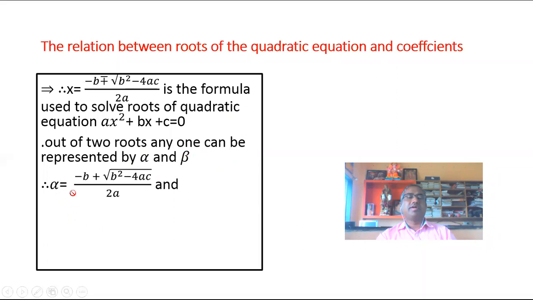Here alpha is equal to minus b plus root b square minus 4ac upon 2a and beta is equal to minus b minus root b square minus 4ac upon 2a. The relation between roots alpha and beta and the coefficients: the coefficient of x square is a, the middle term x coefficient is b, and the constant term is c. Today we have to learn the relation between alpha and beta and the values of coefficients a, b and c.